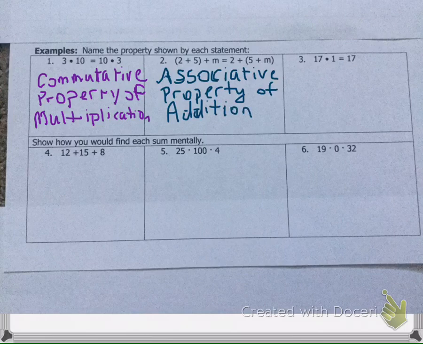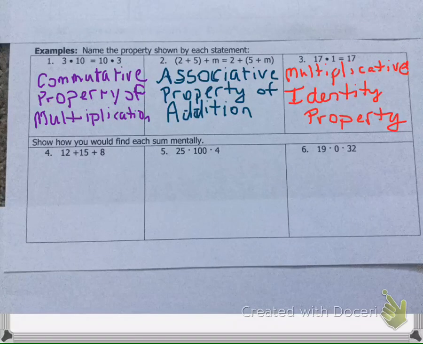Okay, next one, we have 17 times 1 equals 17. So, any number multiplied by 1.